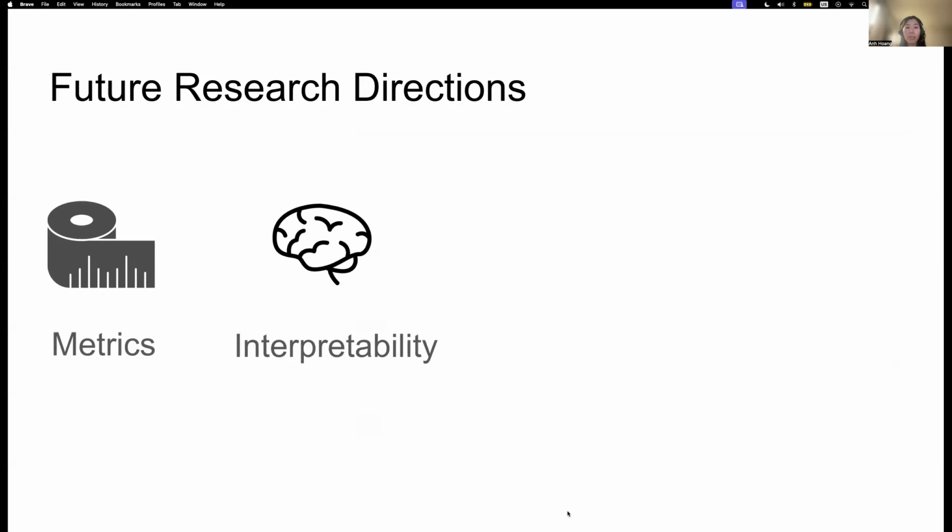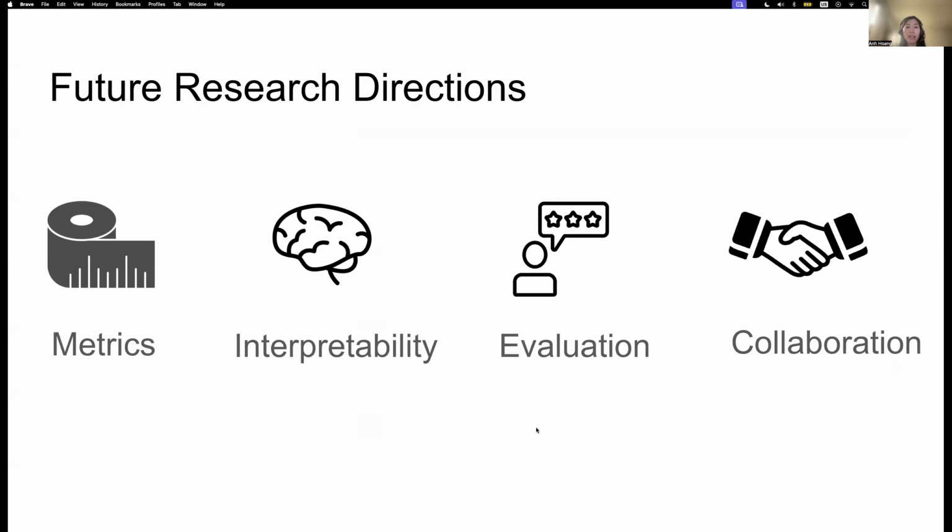Second, interpretability. Explanations should be clear not just for developers, but also for everyday users and professionals in different fields. Third, evaluation. Explanations should be tested with real users to see if they actually help decision making. And the last one is collaboration. Collaboration between regulators, developers, and users is very important because we can work together to ensure AI systems are transparent, ethical, and usable across sectors.